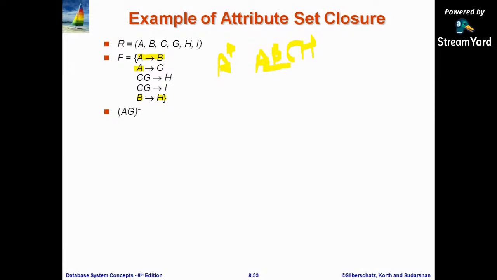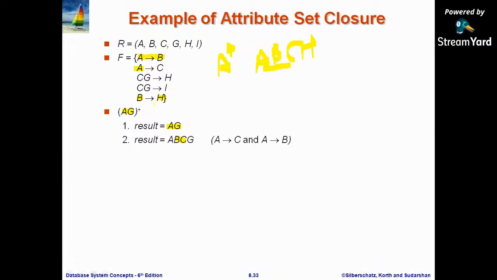Now we are calculating AG plus. You can have multiple attributes, and the closure can be calculated as AG plus. The method is the same. The result is initialized with AG, and if the left hand side of a functional dependency is in the result, the right hand side is also included. Then you do this for all the functional dependencies. In AG, the left hand side of AB is in AG, so you add B. The left hand side of AC is in AG, so you add C. Your result becomes ABCG.